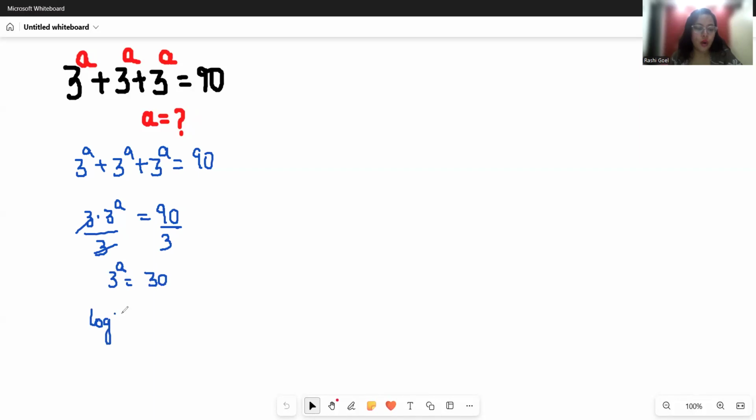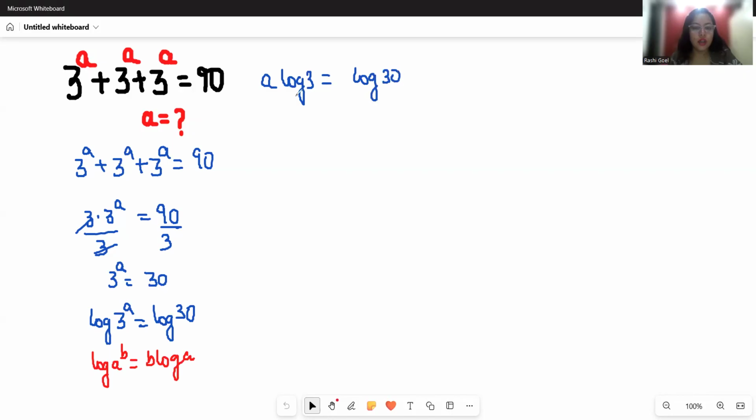Now I am taking log on both sides. So as per log rule, log a^b, we can write it as b log a. So it's a log 3 = log 30. Now if I divide both sides by log 3, a = log 30 by log 3.